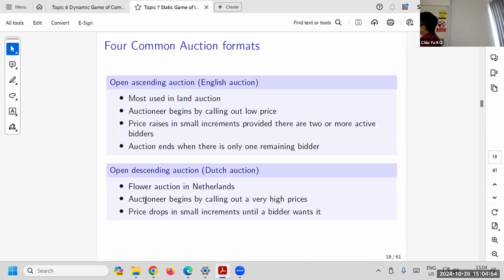And now we talk about standard auctions. Usually we see four different types of auction. Literally they're very similar, and the results will be very similar as well. But in the literature, you will see that one is better than the other in some sense.